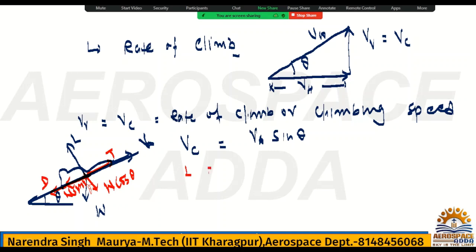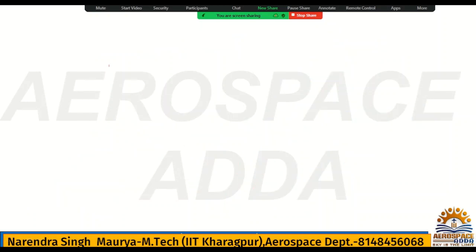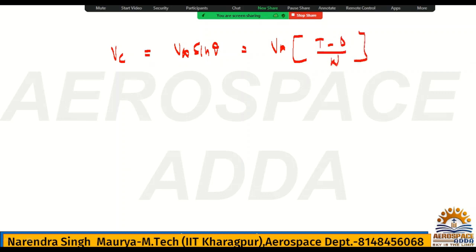If you resolve this, what you will get? L is equal to W cos theta. Another equation you will get: D plus W sin theta is equal to thrust. What is the sin theta? It is T minus D by W. Yes or no? You place this value of sin theta here. So what is the VC? VC is nothing but V infinity sin theta, and sin theta is (T minus D) by W. Okay, what is VC? It is V infinity into T minus V infinity into D, divided by W.